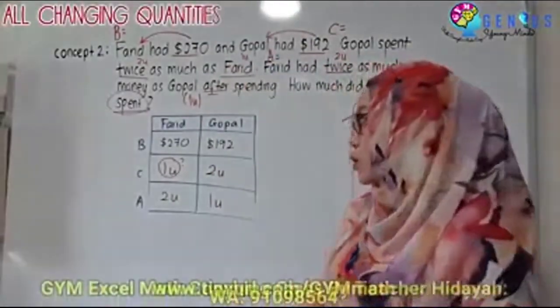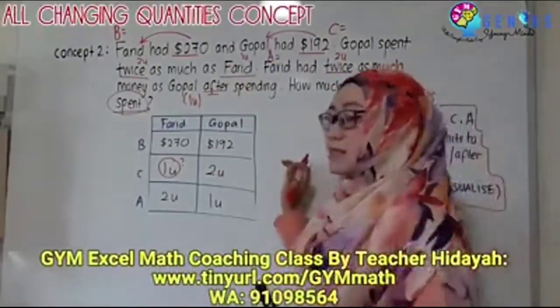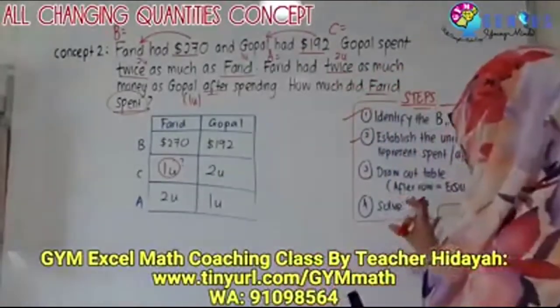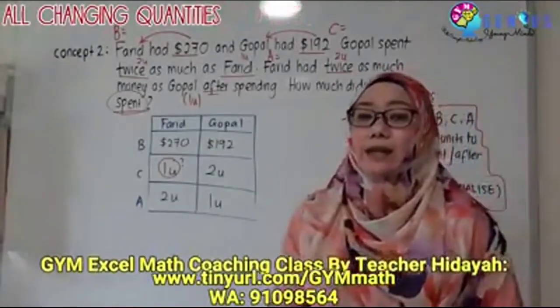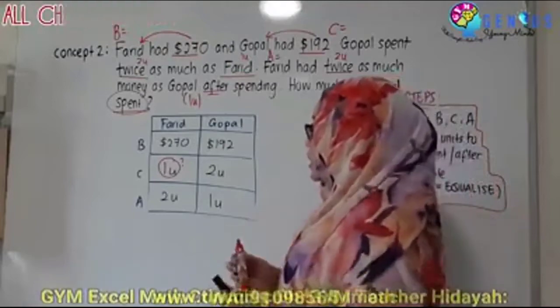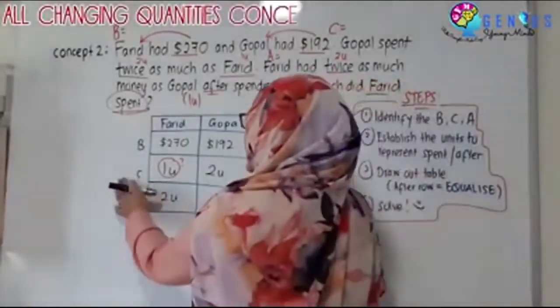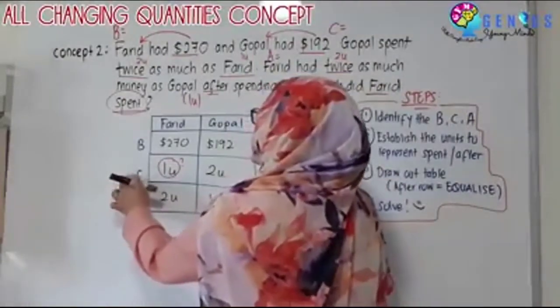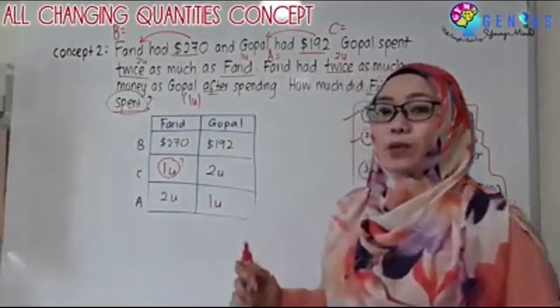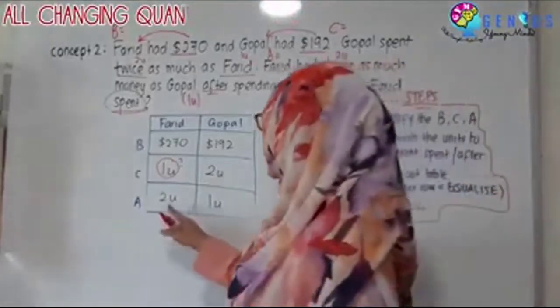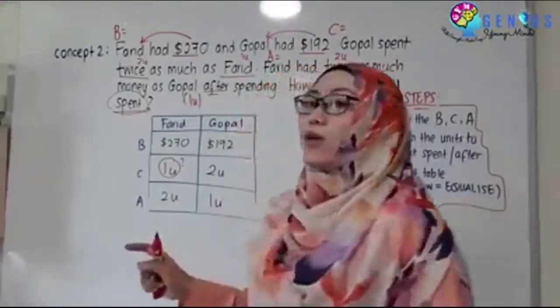Next step for all changing quantity, you have to establish a row, okay, to equalize it. In this case, where is the units? The units is in the change and the after. Correct? So I can't equalize the change because this is what I want to find. So I can equalize the after row because there's units there. Okay, I have 2 units for Farid and 1 unit for Gopal.